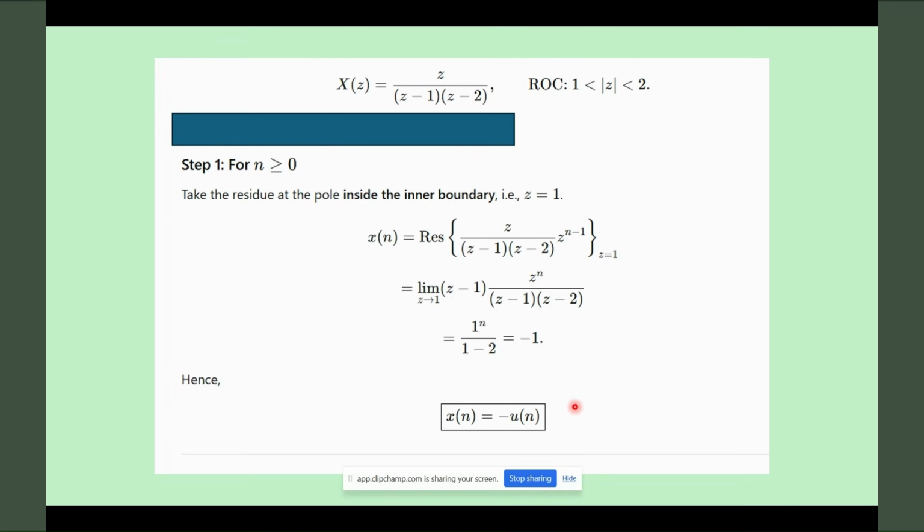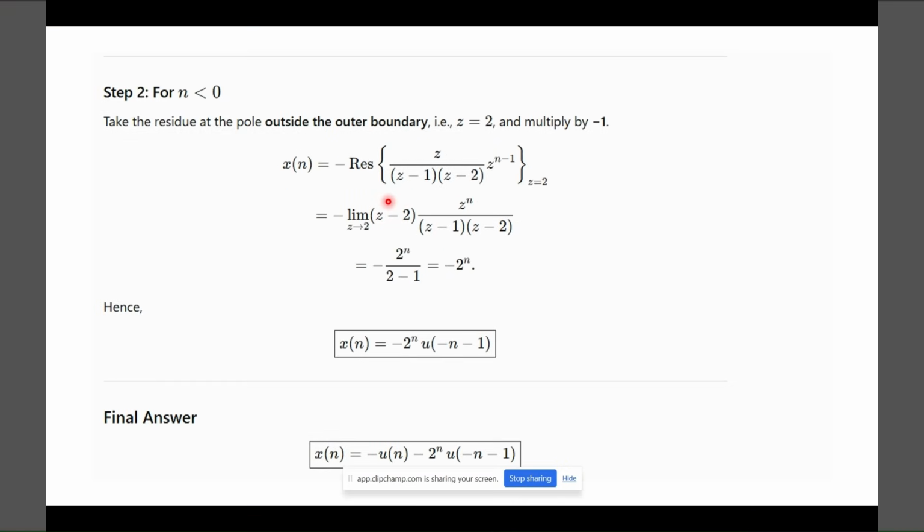Here, positive sign. So when we cancel this, this will go and we'll get minus 1. Since it is a right hand side sequence, you have to use u of n. Got it? But pole 2 contributes to the left hand side sequence. So while finding the residue, you have to put minus, and at last you have to multiply with u of minus n minus 1. This is the only thing you have to remember always while you are going for the final answer. So the answer for this is minus u of n minus 2 power n u of minus n minus 1.